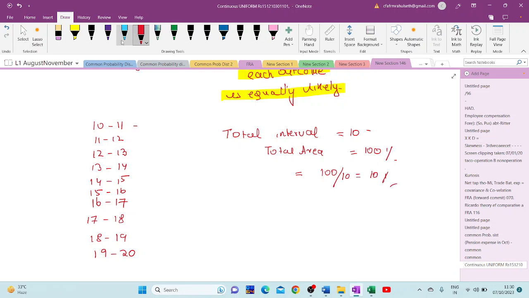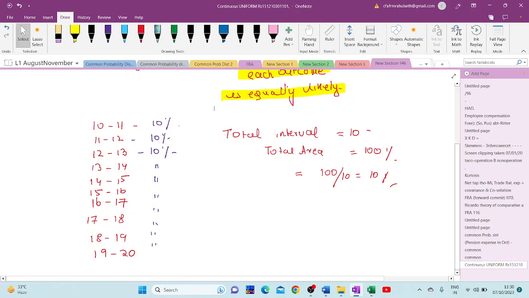So this basically means that there is a 10% chance of getting a number between 10 and 11. There's a 10% chance of getting a number within 11 and 12. 10% chance of getting a number between 12 and 13, so on and so forth. So this is my continuous uniform distribution.